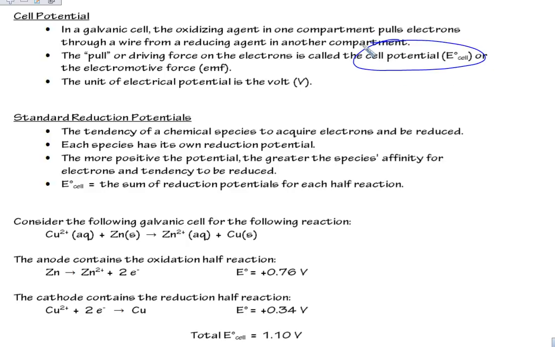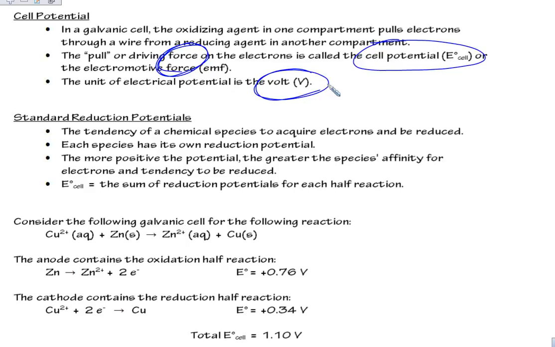Its symbol is E cell. That little degree, don't worry about that too much. That just means everything is at standard conditions. And we'll talk about those in a minute, but it really doesn't mean like degrees Celsius or anything like that. So again, this is a measure of the pull on the electrons going through the wire from oxidation to reduction. Sometimes it's also referred to as the electromotive force, the EMF. If you're like a big physics buff, you may have heard that term before. But I think that's what's key. This is a force that's pulling the electrons through the system. It'll be measured in units of volts.